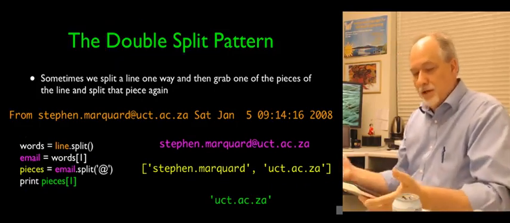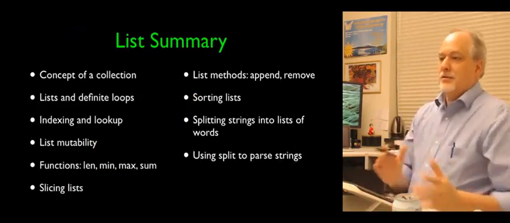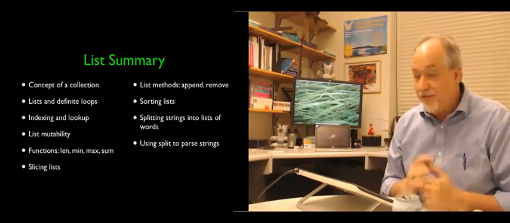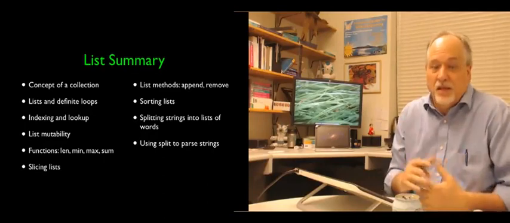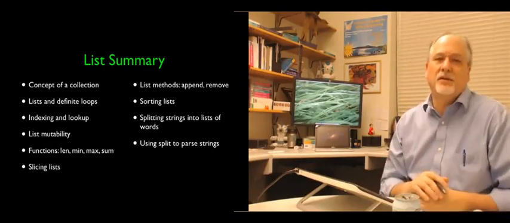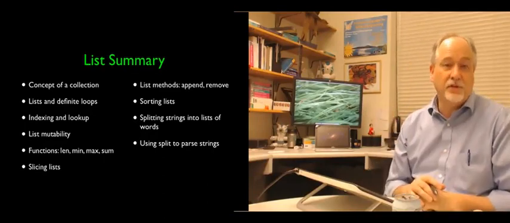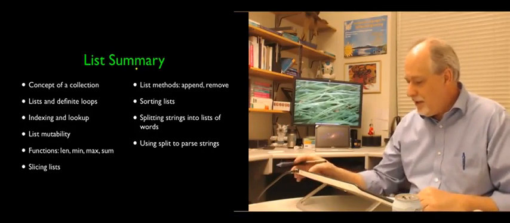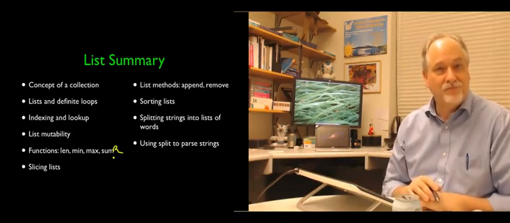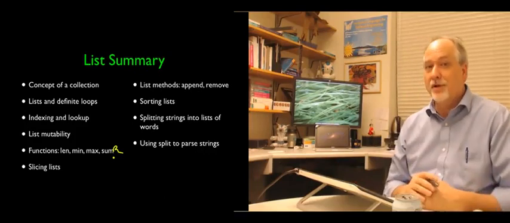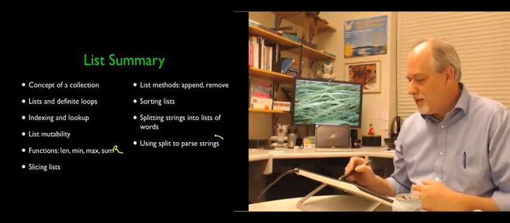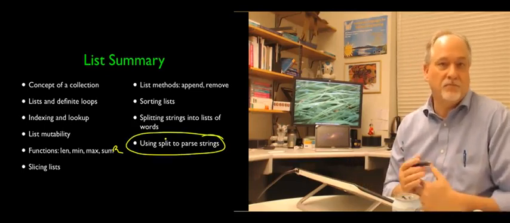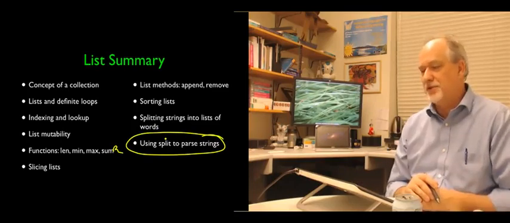Okay, so that's lists. We talked about the concept of a collection where lists have multiple things in them, and indefinite loops. Again, we've seen these things. It looks a lot like strings, except the elements are more powerful and they're more mutable. We still use the bracket operator, and we redid the max, min, and sum, except we did it in like one line rather than a whole loop. And something we're going to play with a lot is using split to parse strings, the single split, and then the double split is a natural extension of the single split.